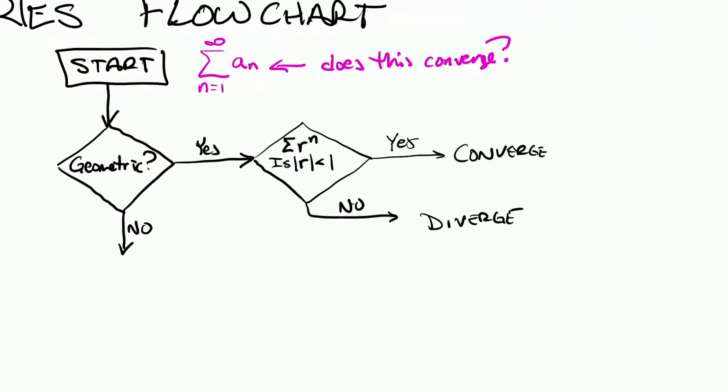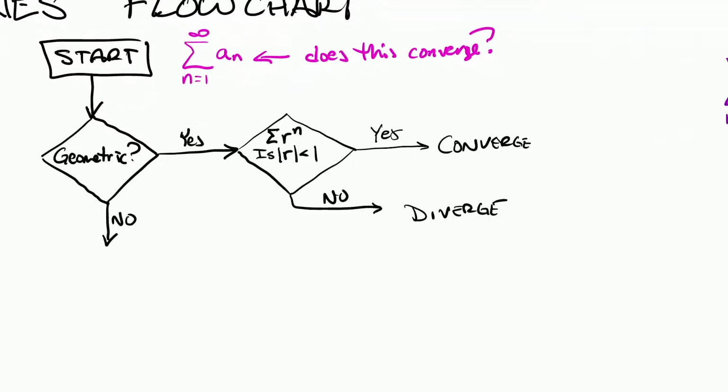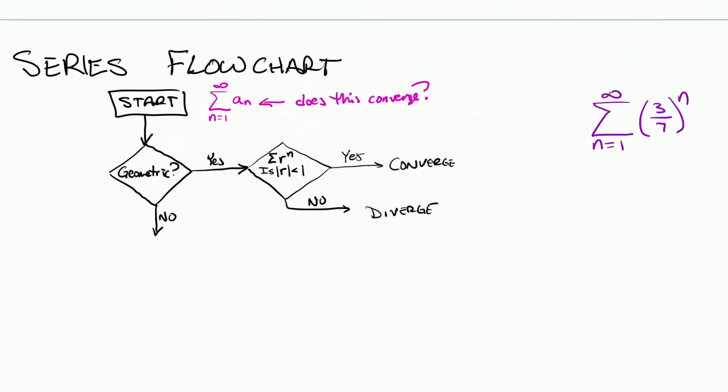So just as an example, let's just pretend we're using this flow chart with that series, and I'll pick one more just for fun. So here n goes from 3 to infinity of (-4/3) to the n. Okay, so let's deal with these two.